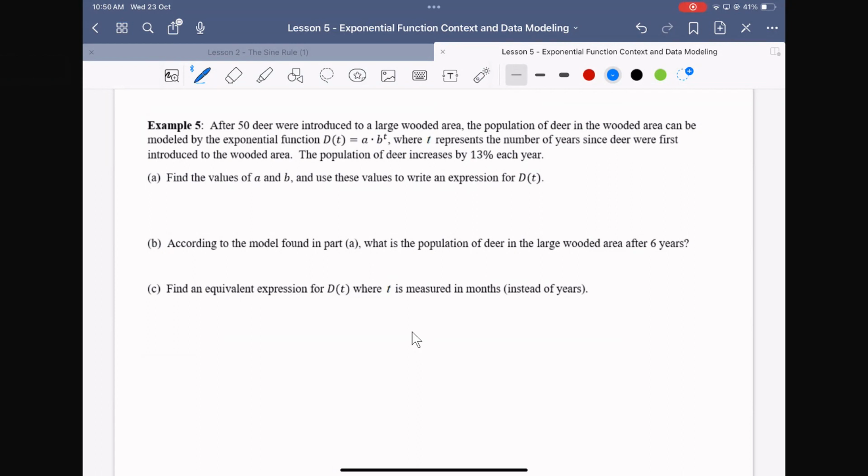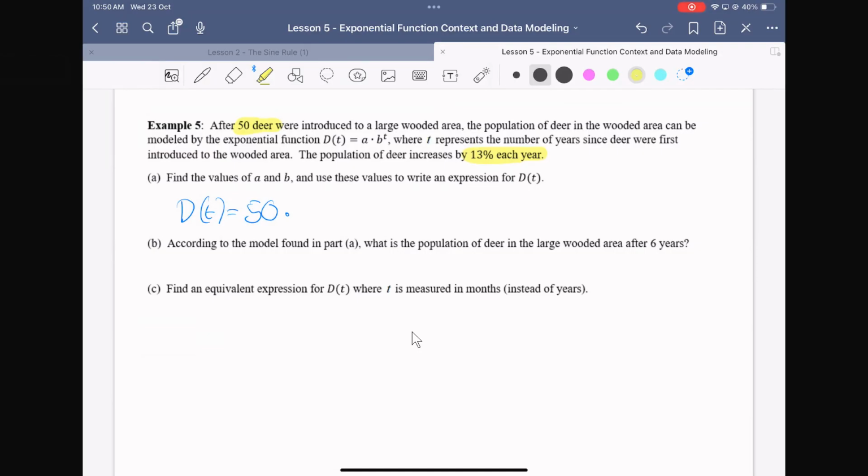So we've got a few numbers given here. One of the first numbers given to us is 50 deer at the beginning. What is that value? That value is a. It's our initial value, isn't it? If you remember, a is always the initial value. So we're going to get d of t is equal to 50 times. What other numbers do we get given? We get given 13% each year. 1.13. So how do we turn that into our b value?